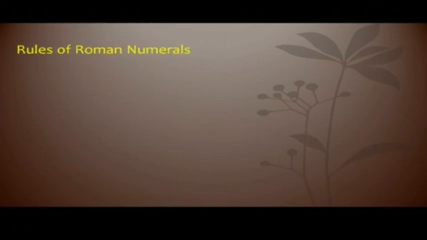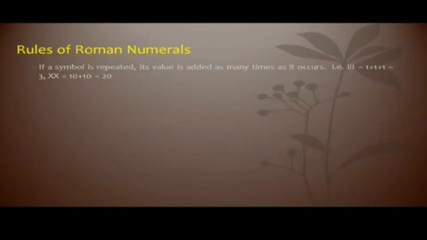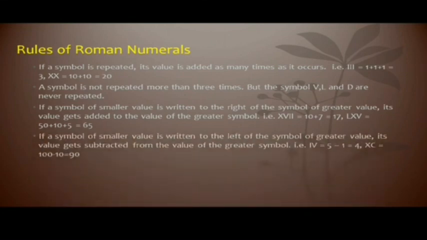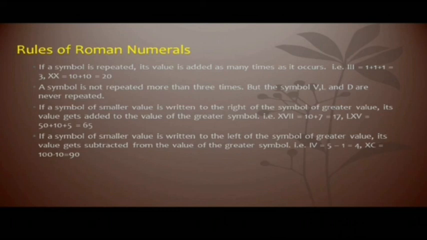If a symbol is repeated, its value is added as many times as it occurs. That is, III is equal to 1 plus 1 plus 1, which is equal to 3. Similarly, XX is equal to 10 plus 10, which is equal to 20. A symbol is not repeated more than 3 times, but the symbols V, L and D are never repeated.